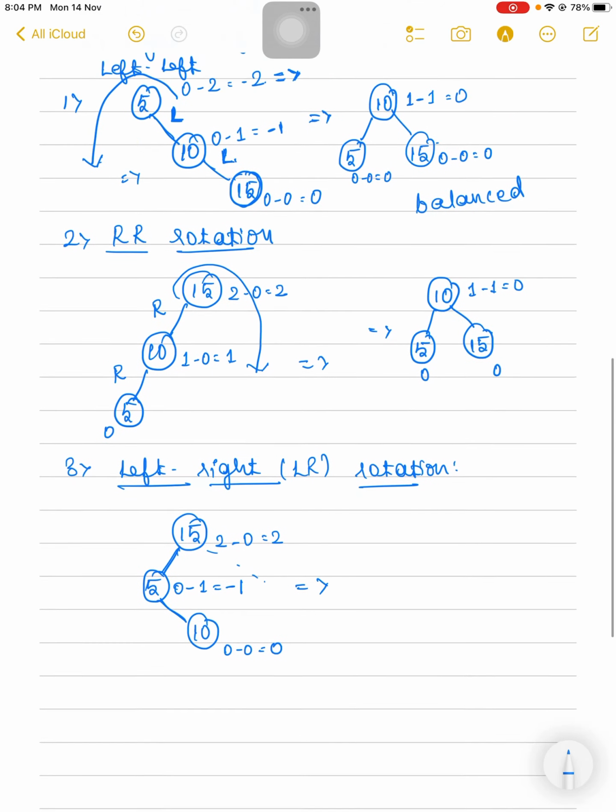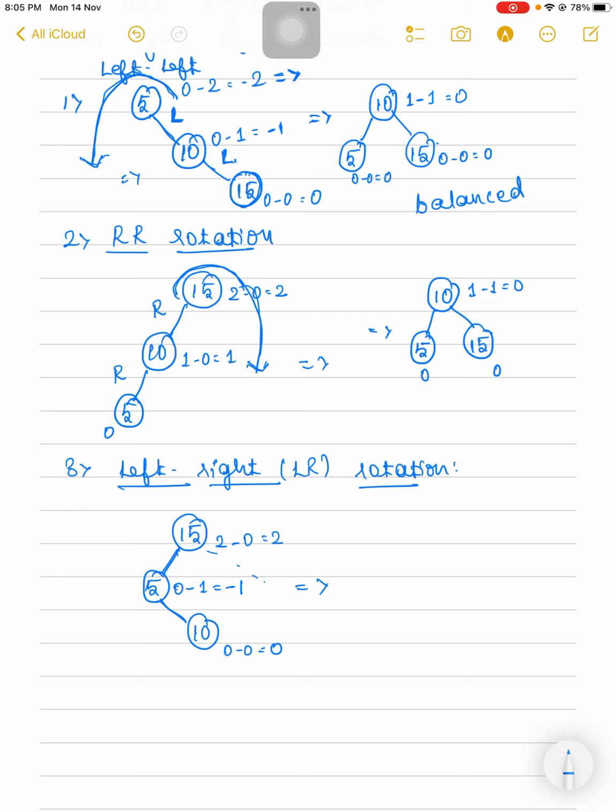So for right and for left, we just did only one rotation. If it is left, we just pulled the root node down. If it is right, we just pulled the root node on the right-hand side down, right? When it comes to left-right and right-left, we have to perform two rotations over here.